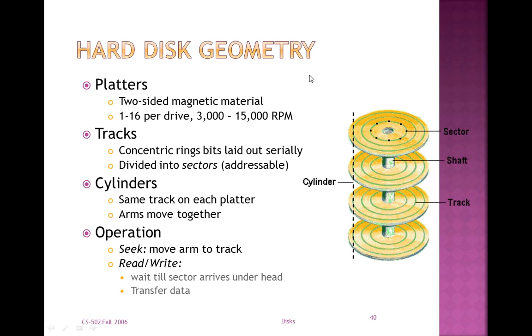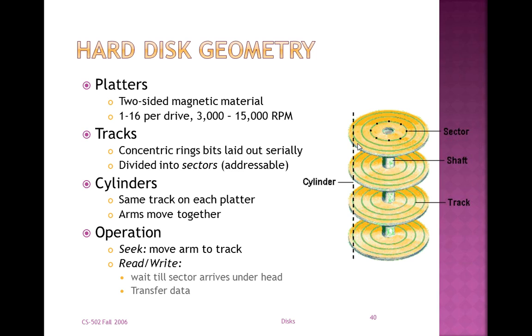This is your hard disk geometry. What is the geometry, or what is the structure of the hard disk? One is known as the platters, that contain two-sided magnetic material. That is your platter, 1 to 16 per drive, 3000 to 15,000 RPM.